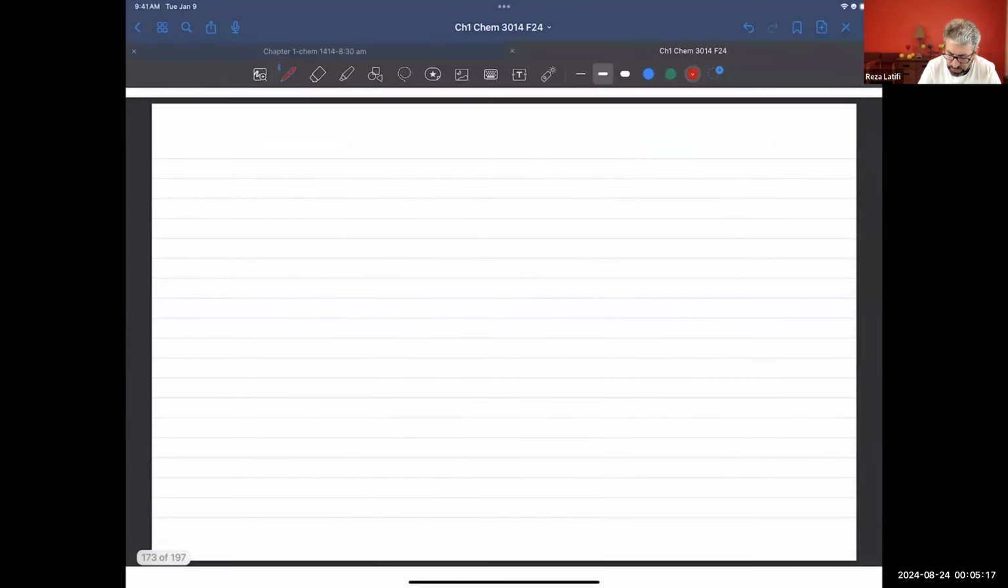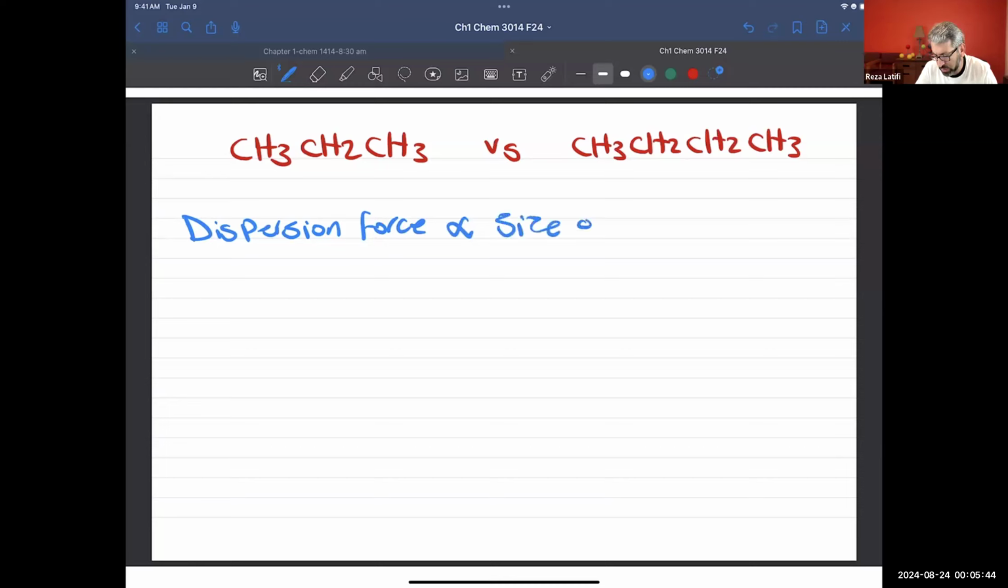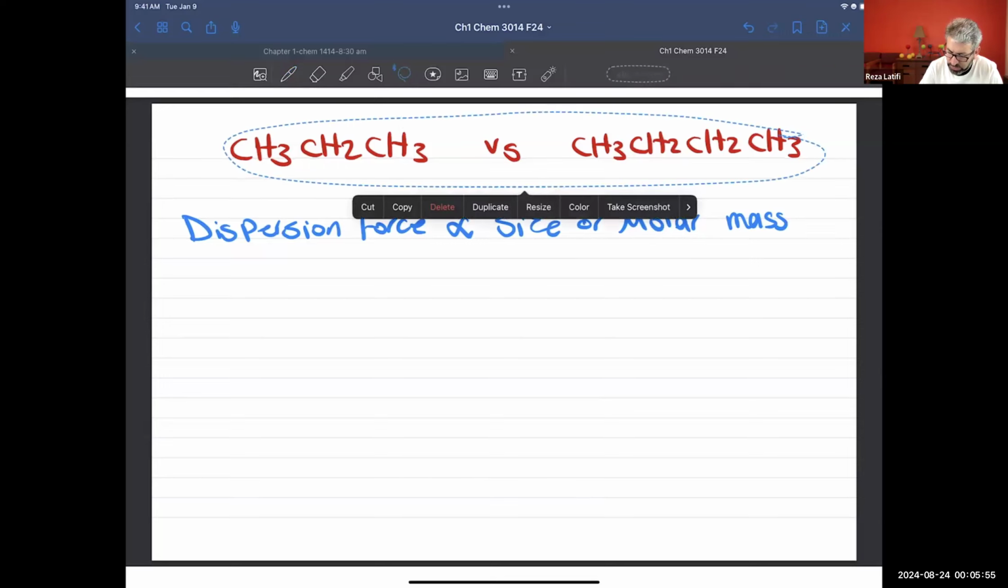We have CH3, CH2, CH3, versus CH3, CH2, CH2, and then CH3. I'm going to say dispersion force is subject to size or molar mass. And here is the example that I mentioned.